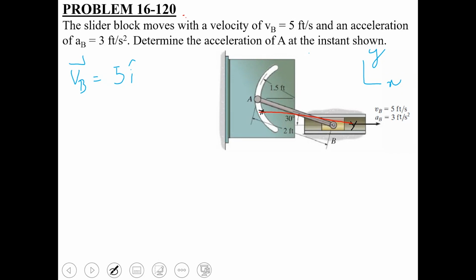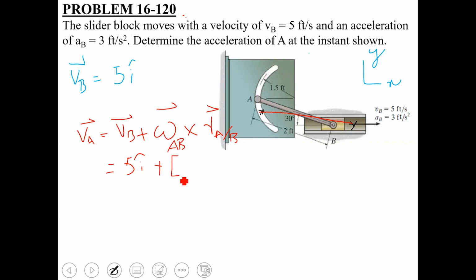So applying the general plane motion equation on this link AB, taking point B as our base point, the equation becomes VA equals VB plus omega cross R, where omega is the angular velocity of this link AB and R is the relative position of A with respect to B. So this is the relative velocity equation. In this equation, VB, as we have written in step number 1, is going to be 5i, plus omega cross R.